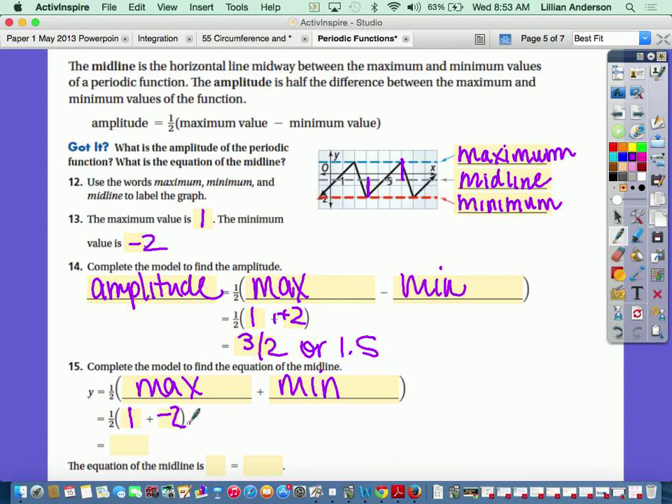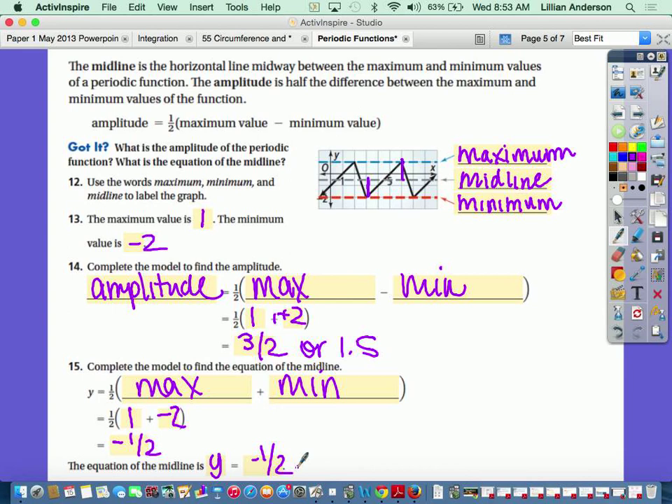-1/2. You said 1.5, so it's going to be -1/2. So the equation of our midline is y equals -1/2. Take a look at our graph. Didn't it cross? Wasn't our midline at -1/2?